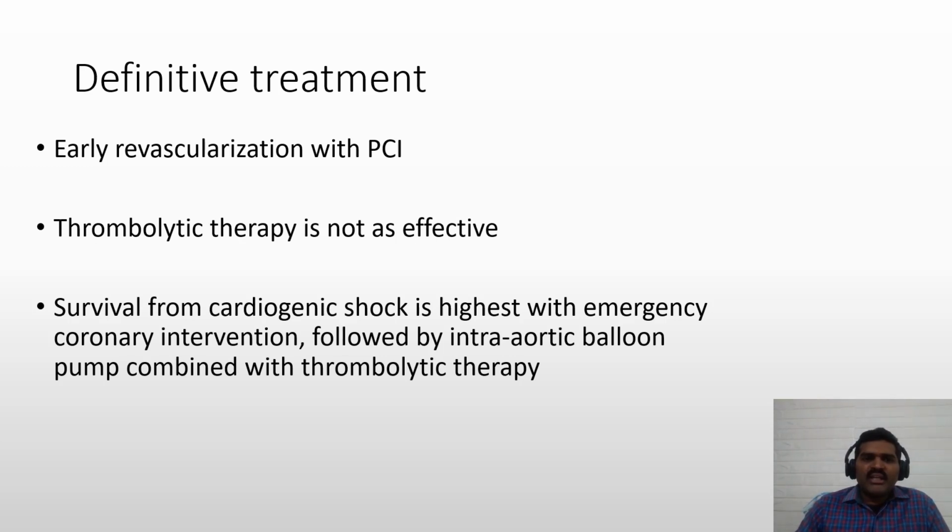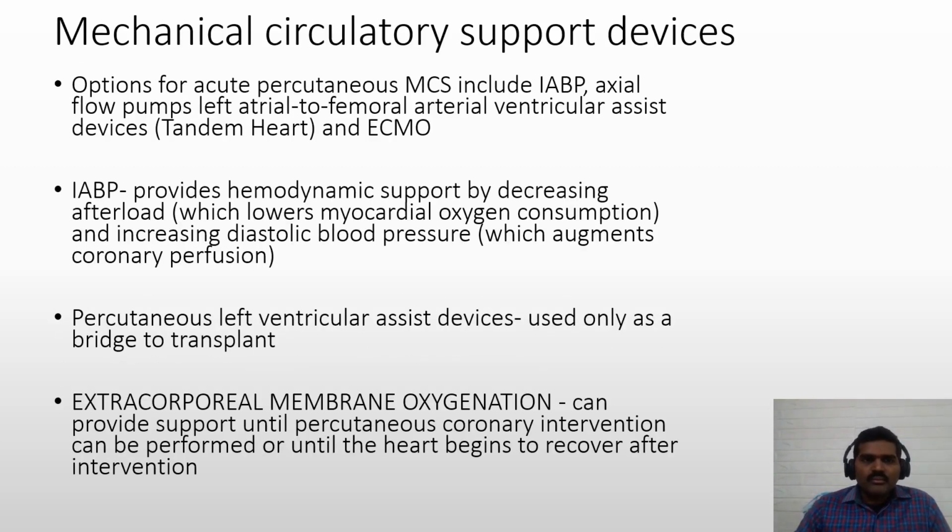When the patient is not improving with vasopressors, you might consider mechanical circulatory support devices. Options for acute percutaneous mechanical circulatory support include IABP, intra-aortic balloon counterpulsation, axial flow pumps, left atrial to femoral arterial ventricular assist devices like Tandem Heart, and ECMO. IABP is the most widely used MCS.